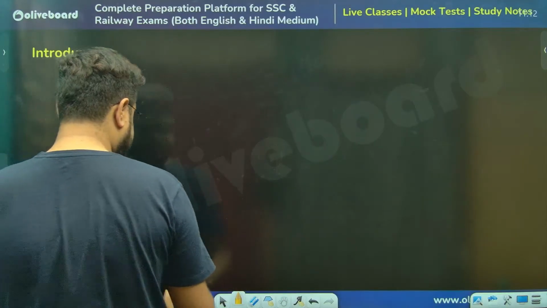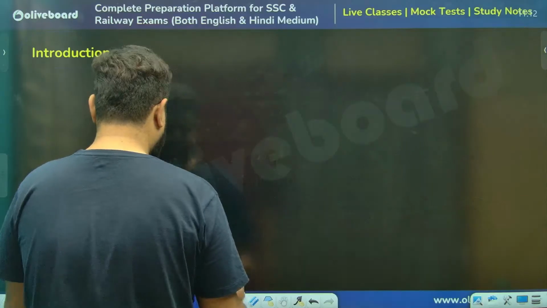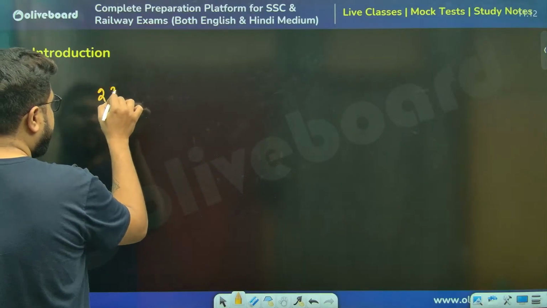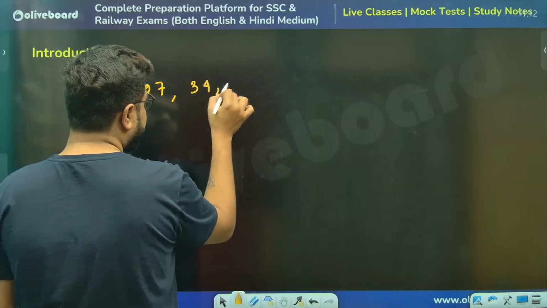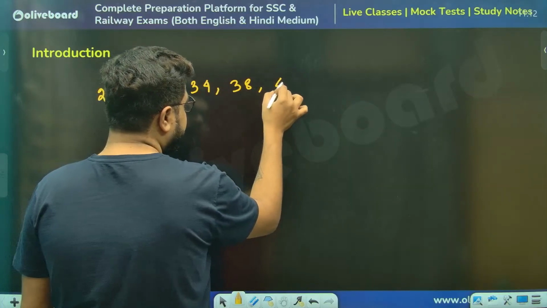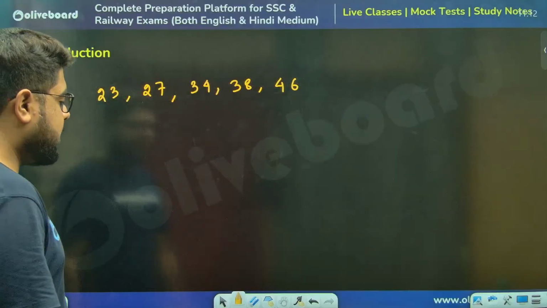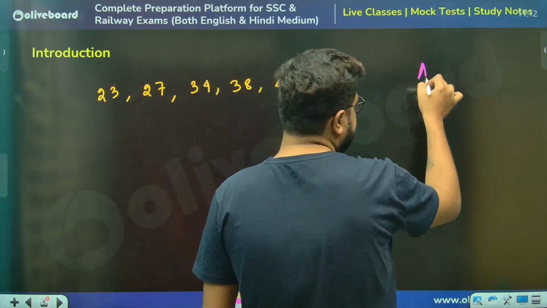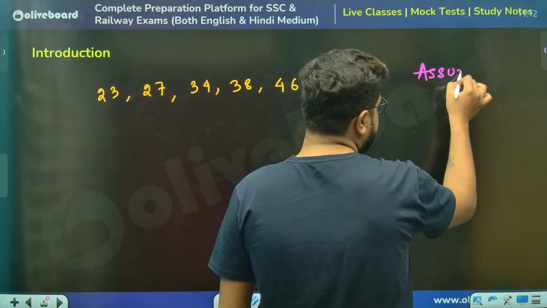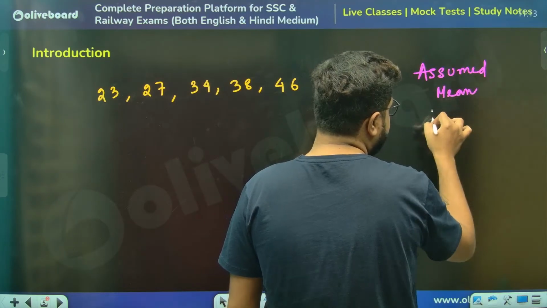So we'll take the same numbers, the same values. 23, 27, 34, 38. It was 46, I guess, right? Yes, 46. Now, this is actually called the assumed mean method in mathematics, where we need deviation. Assumed mean method. Now, please let me say this.